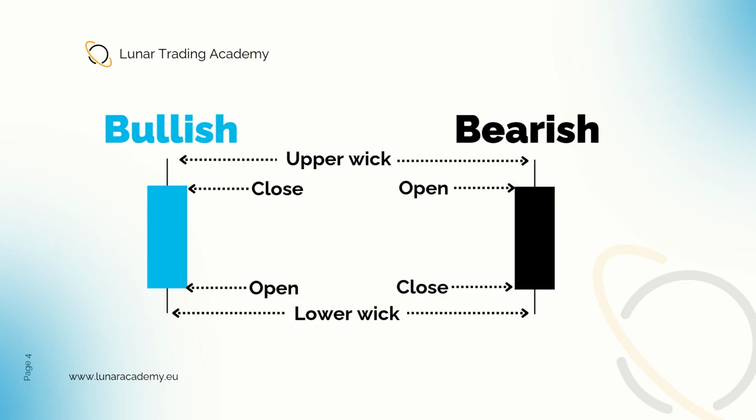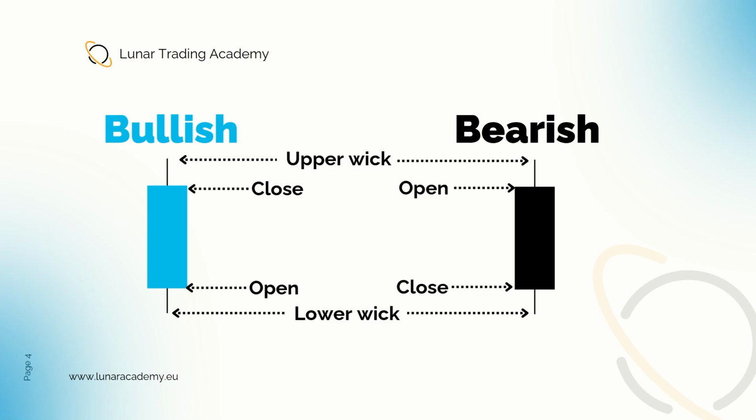This is a clear visual representation of how bullish and bearish candlesticks are formed. You can see that they look very similar. The only difference is in the opening and closing prices. As I mentioned earlier, in a bullish candlestick, the closing price is higher than the opening price. In a bearish candlestick, it's the opposite. The closing price is lower than the opening price.